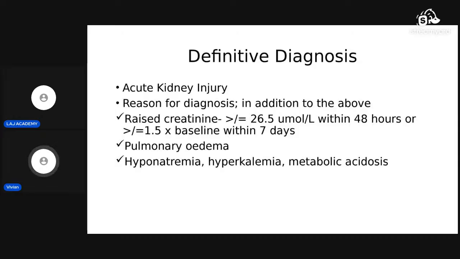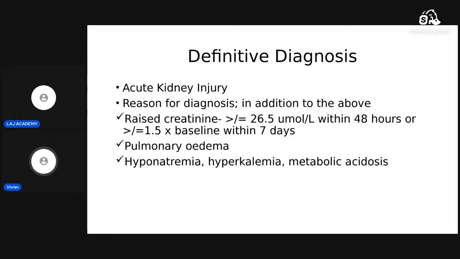Now, for the main case, the definitive diagnosis for this patient is acute kidney injury, and these are the reasons for the diagnosis. This patient had a raised creatinine. Her creatinine was 220, and I forgot to include that her initial creatinine was 80. That was the last one she did.